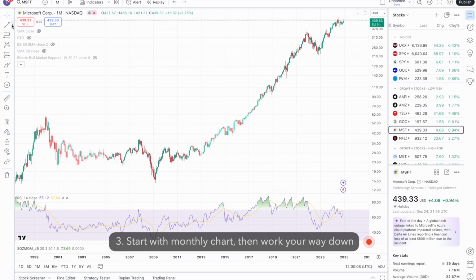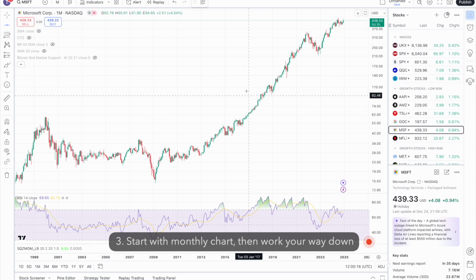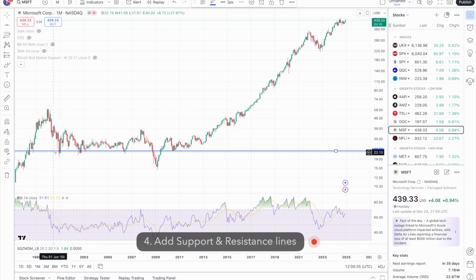The next thing I would do is get the horizontal line tool, and I would look for any obvious support and resistance lines. And remember from my video, if something touches the line 3 times, then it's a solid level. Anything less than that is not as reliable, and anything more than that is going to be really good. So if I start from here, I can see it touches over here, support 1, 2, 3, 4, 5.